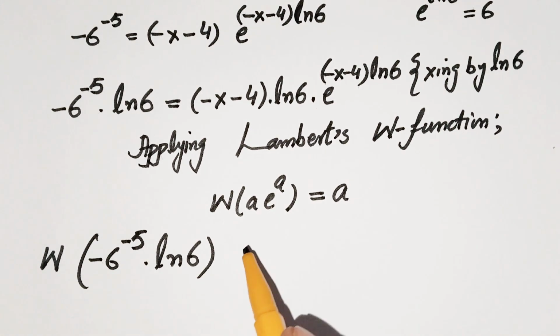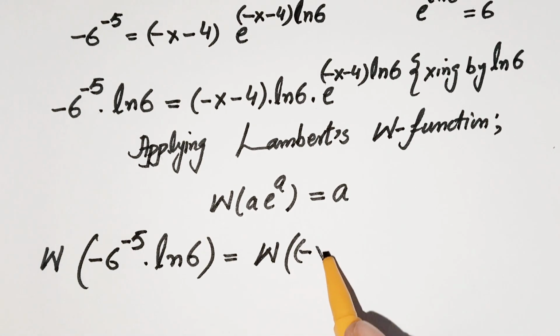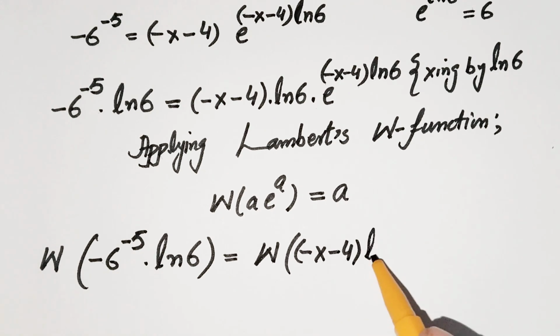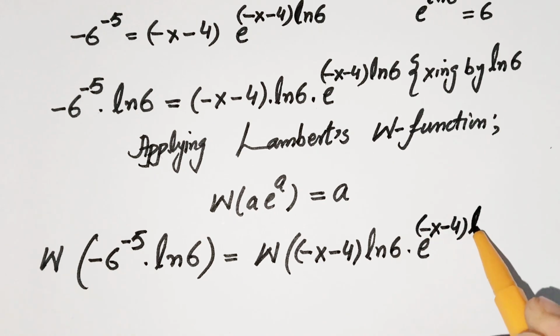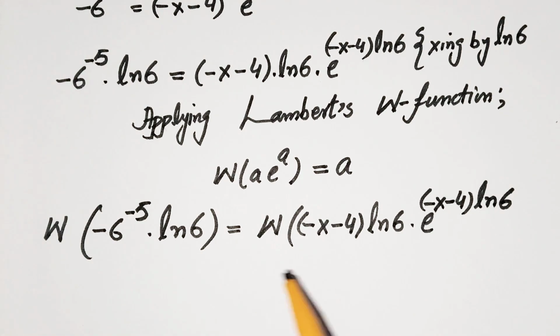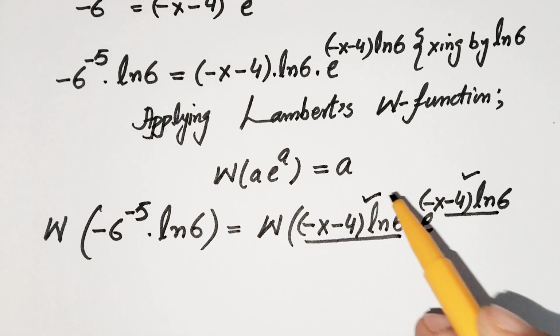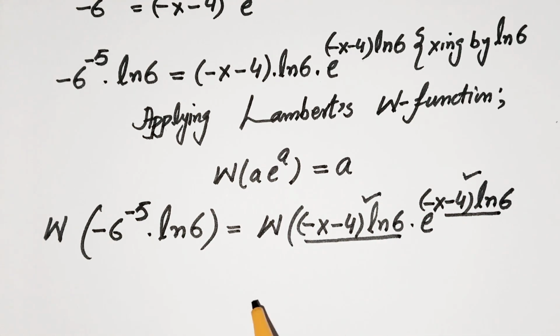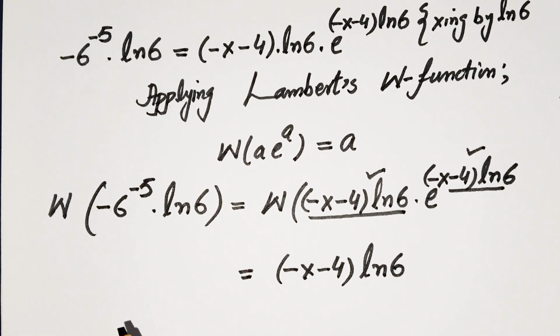Now applying on our right hand side, then we get Lambert W function times minus x minus 4 natural log of 6 times e to the power minus x minus 4 natural log of 6. Now we see that here this minus x minus 4 natural log of 6 and this value, both are equal, which is equal to a. So we just write here our right hand side will be minus x minus 4 times natural log of 6, which is equal to here our left hand side.